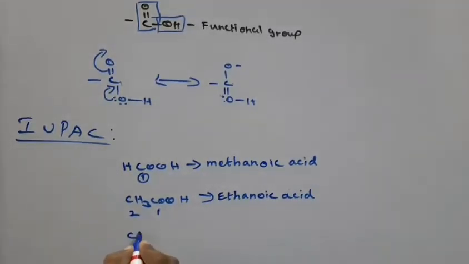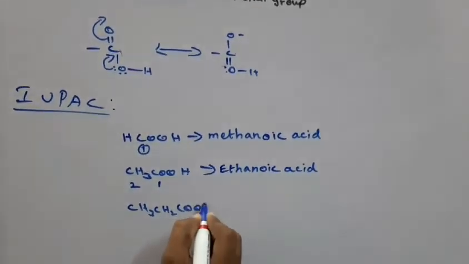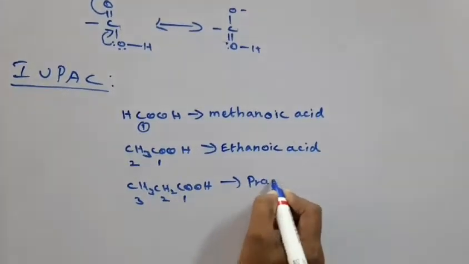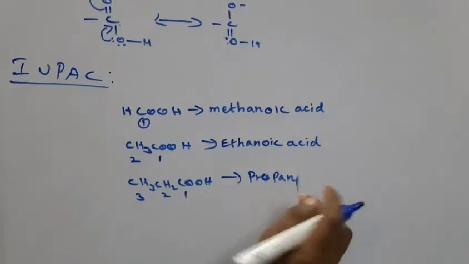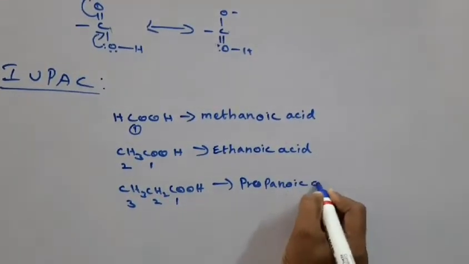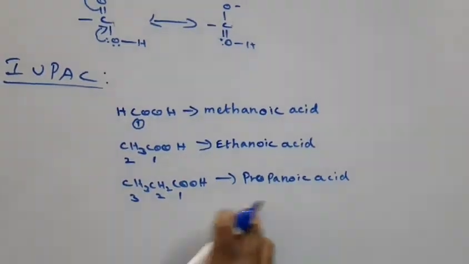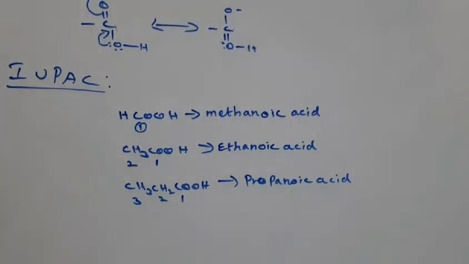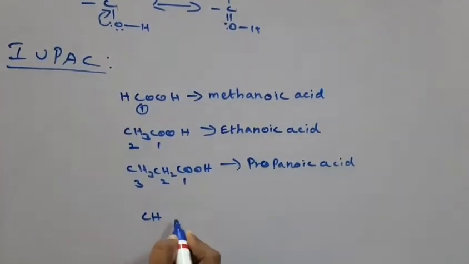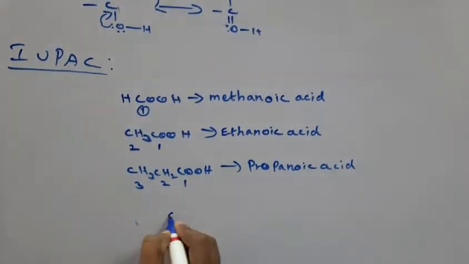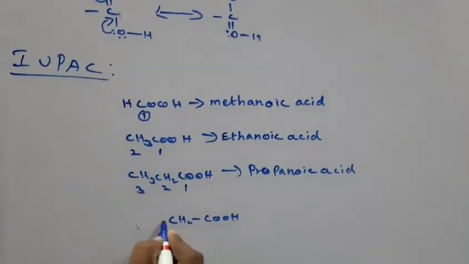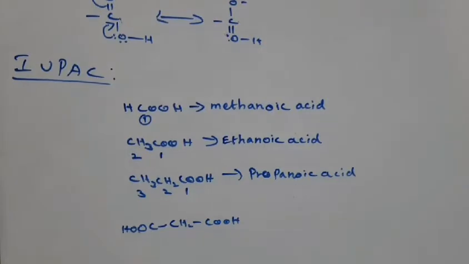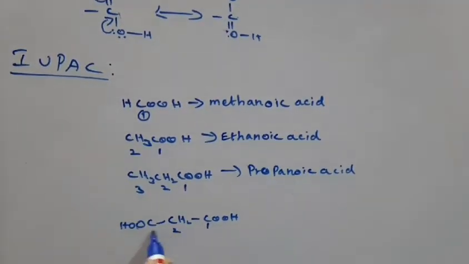Next, CH3CH2COOH. Here 1, 2, 3, so that is propane. Instead of that E we use propanoic acid. Like that, as the number of carbons in the parent alkyl group increases, we get pentane, pentanoic acid, and hexanoic acid. Now suppose CH3, CH2, COOH, COOH. Here this is 1, 2, 3, prop.